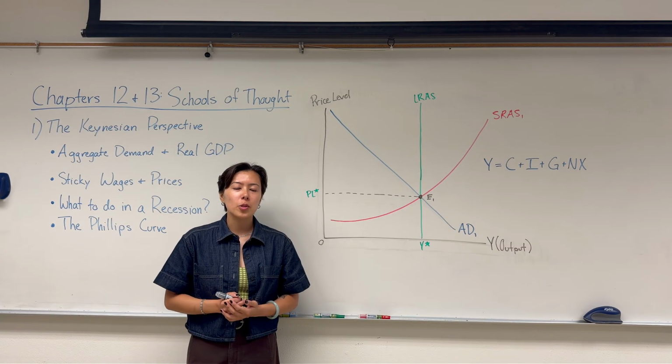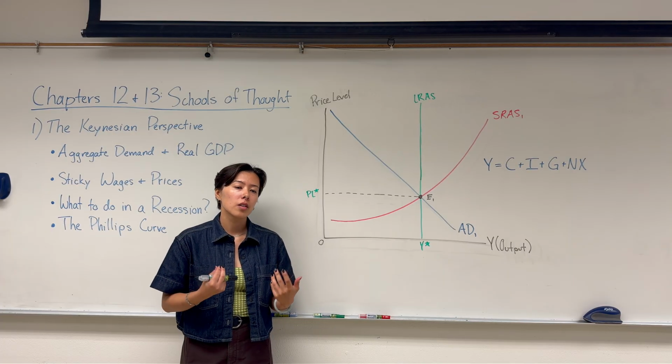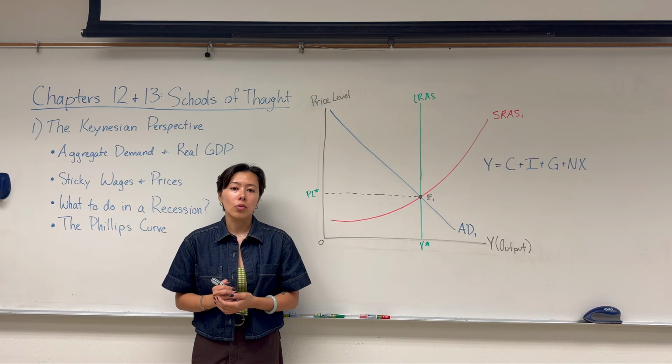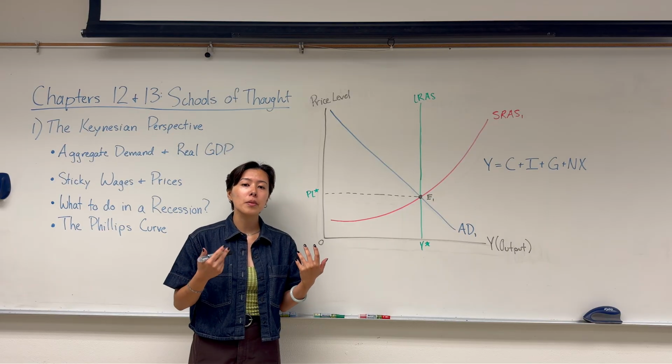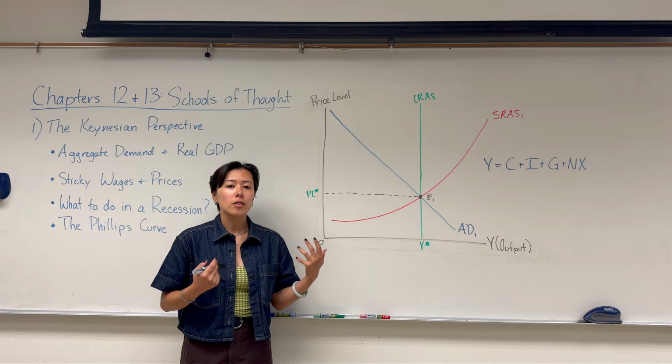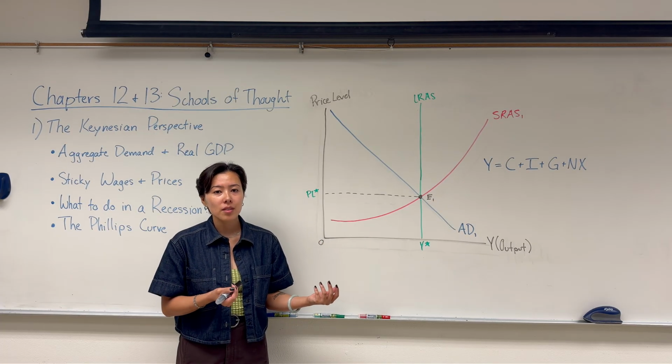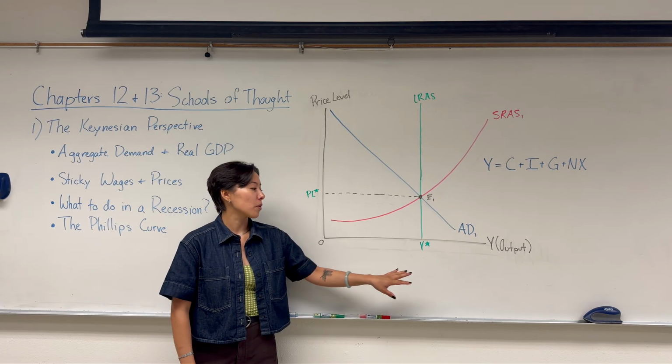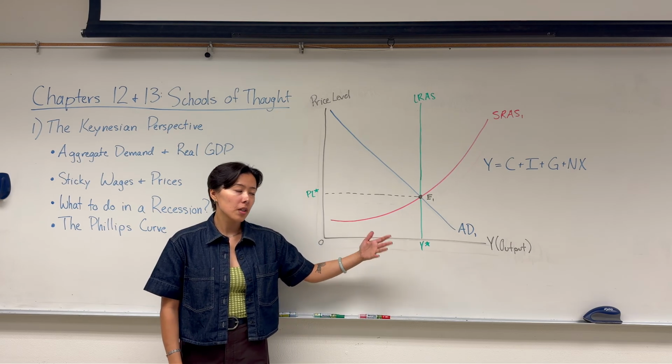So from the Keynesian perspective, why do recessions occur? Sometimes our economy falls into a recession because aggregate demand just simply isn't high enough. Total spending on goods and services in the economy dips below what we're able to produce, and then our real GDP falls below our full employment GDP.